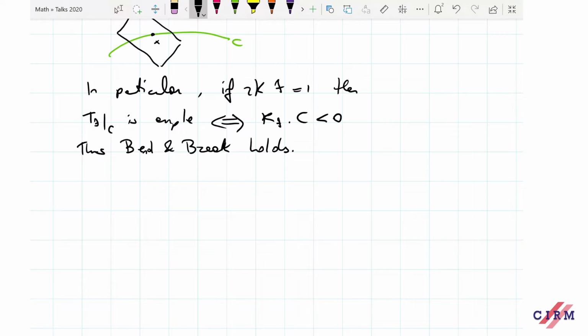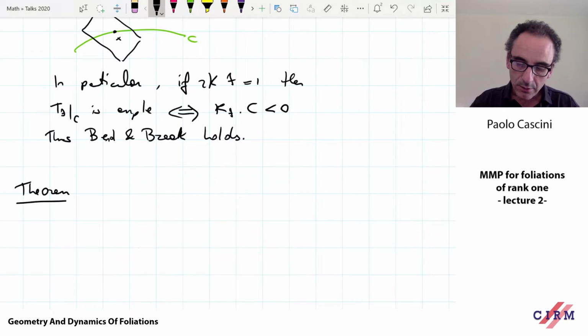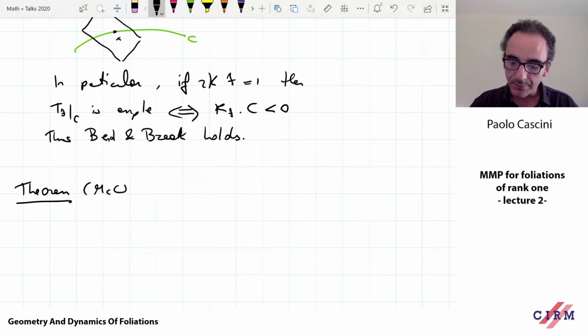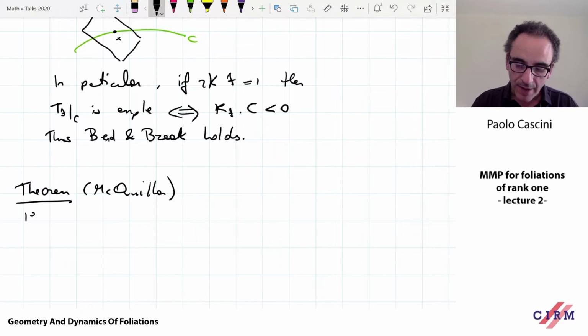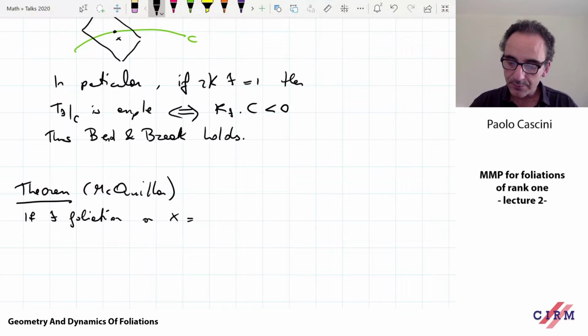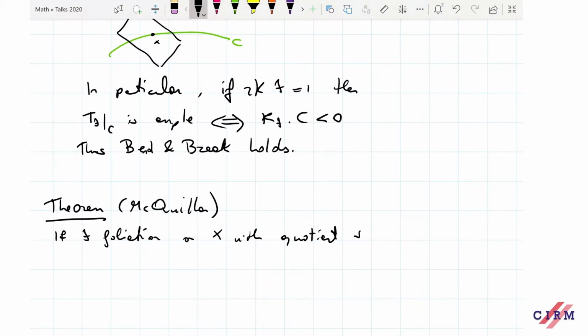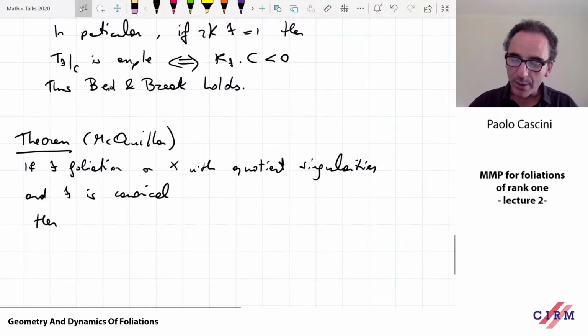So in this direction, there is a theorem by Michael which solves this problem in full generality. Namely, it shows that if F is a foliation on a normal variety X with quotient singularities, and F is canonical or even log canonical, then what it shows is that we can find a minimal model.